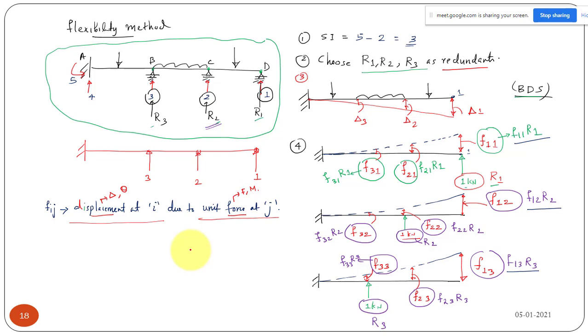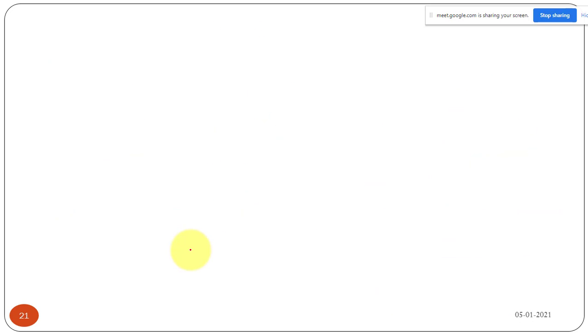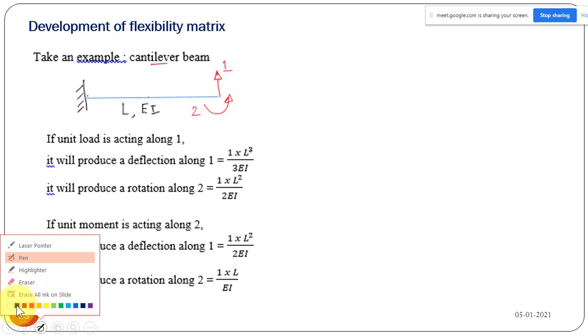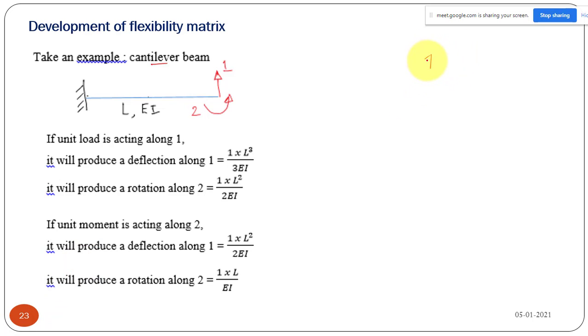So I think it is clear. We will solve one or two examples, so it will be clear. It is not difficult. I have given all the answers here anyway. First let us take an example: a cantilever beam. I have given the solution, but I will solve it on the other side. A cantilever beam is given. A question can be asked like this only: a beam is given and the coordinates are defined. This is 1, the deflection component. This is my rotation component, 2. Develop the flexibility matrix.